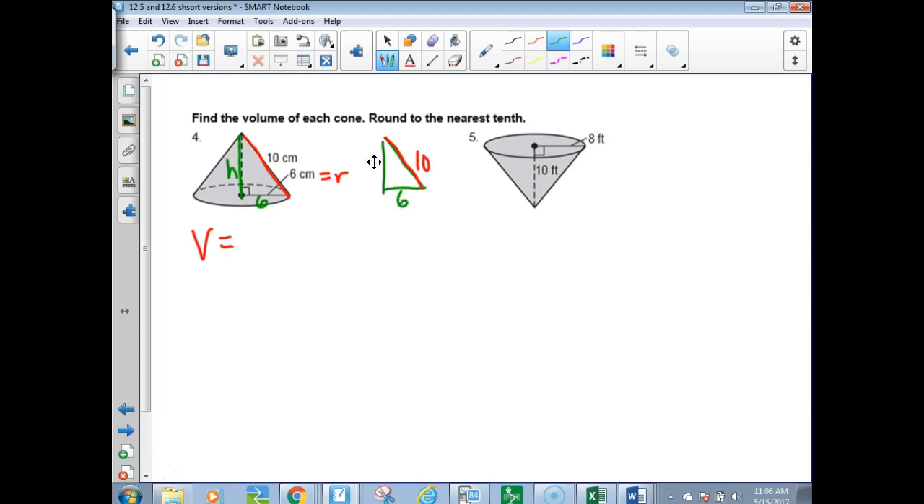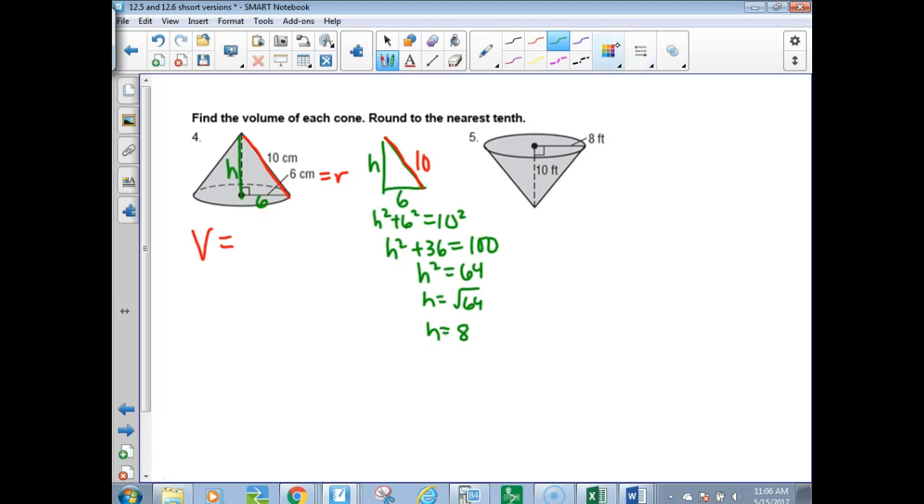This is 6. We need to find h. h squared plus 6 squared equals 10 squared. Some of you may already know the 3, 4, 5 family of Pythagorean triples. This is just a 6, 8, 10. Because when you subtract 36 from 100, you get 64. You take the square root of 64 and you get height to be 8.